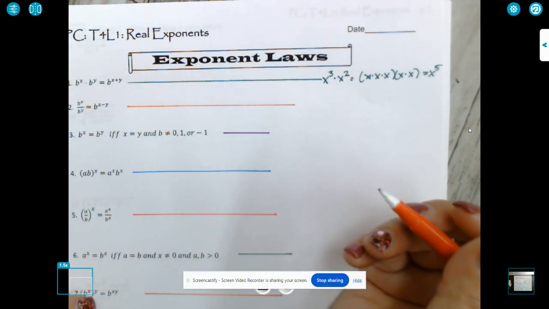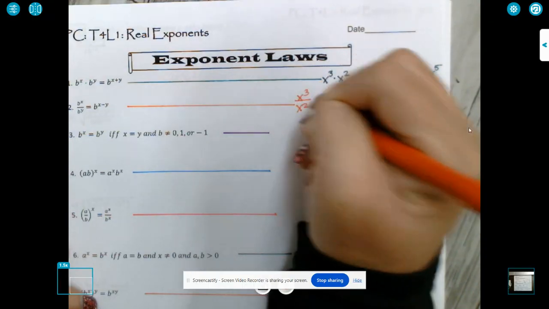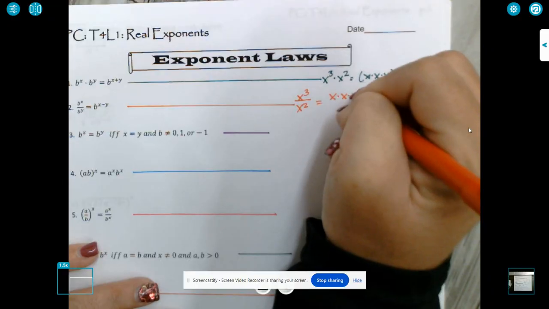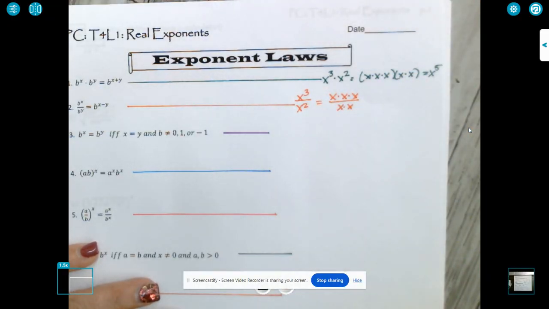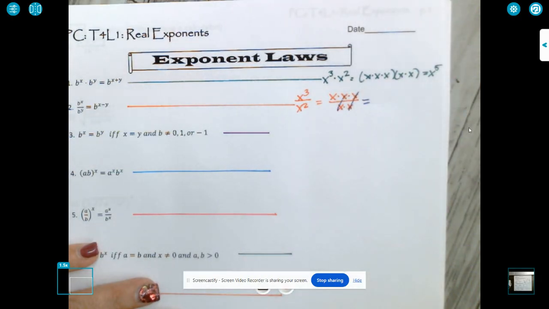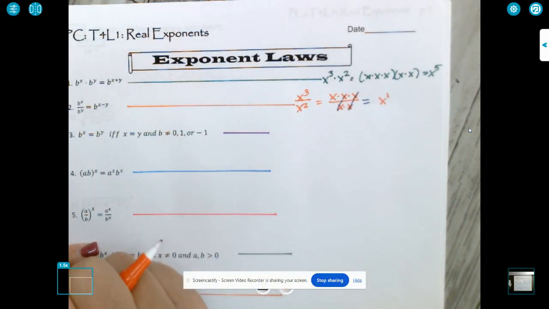Second one, whenever we divide, we subtract. Again, that's what we've always been told. So if I have x cubed over x squared, remember it's the same thing as x times x times x over x times x. And then the ones that are alike can cancel, boom, boom, leaving me with x to the first, which is the same thing as 3 minus 2.